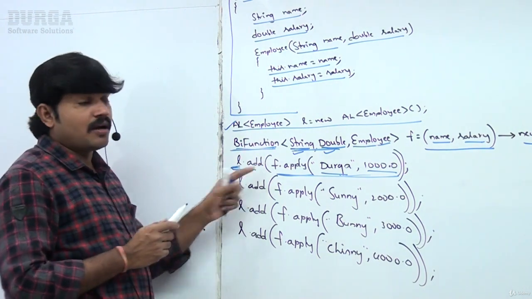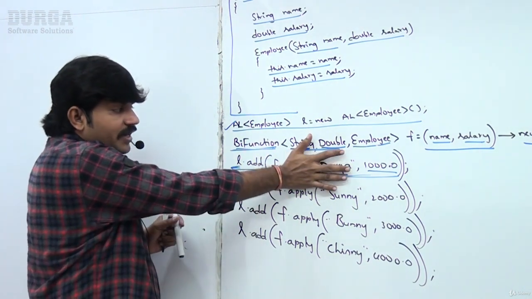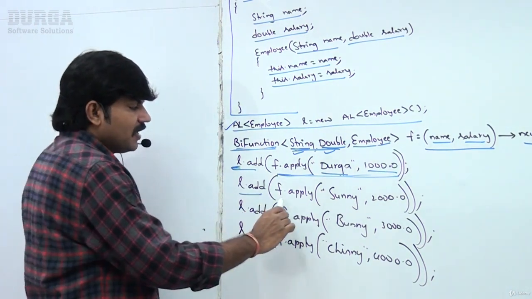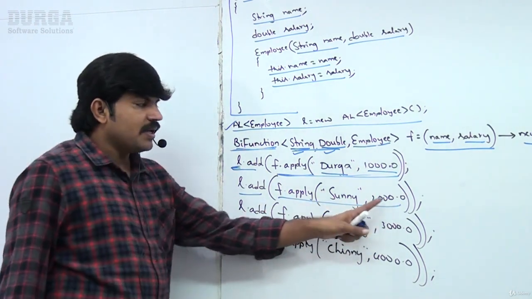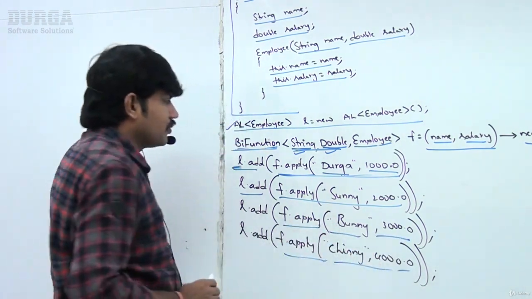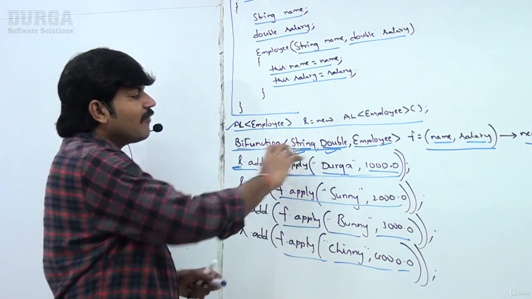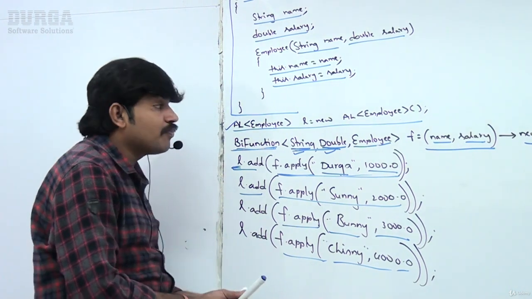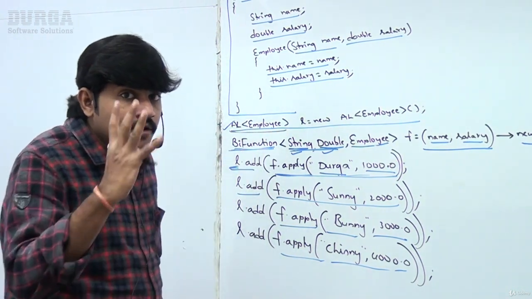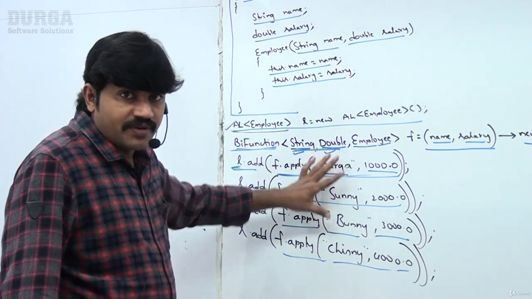Regarding l.add, the return type is always what? Employee object. Sir, similarly, f.apply("Sunny", 2000), "Bunny", 3000, "Chinny", 4000, like this. Can you please tell, after completing this code, how many employee objects my ArrayList object contains? Four employee objects are available.